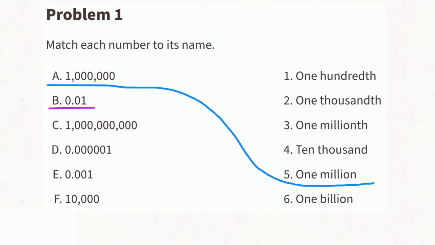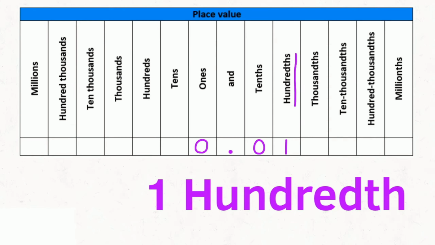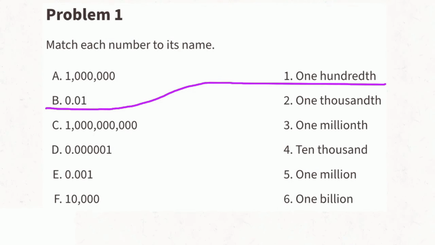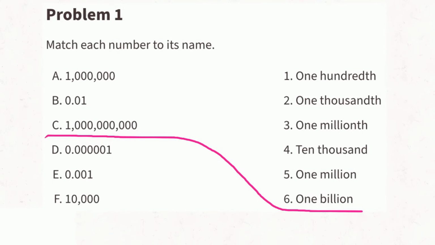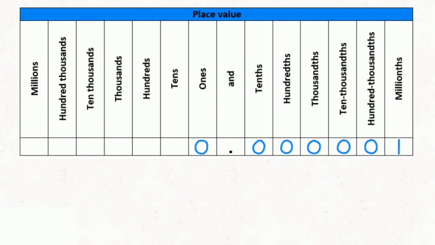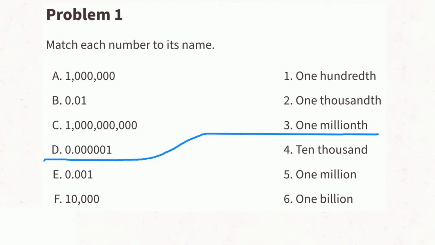B, 0.01. That's a 0 to the left of the decimal point and a 0 to the right of the decimal point, followed by a 1. That would be 1/100th. B matches with 1, 1/100th. C, 1 followed by 9 zeros. And to the right of the 9 zeros is the decimal point, so that would be 1 billion. C matches with 6, 1 billion. D, 0 point, and then there's 5 zeros followed by a 1. That would be 1 millionth. D matches with 3, 1 millionth.